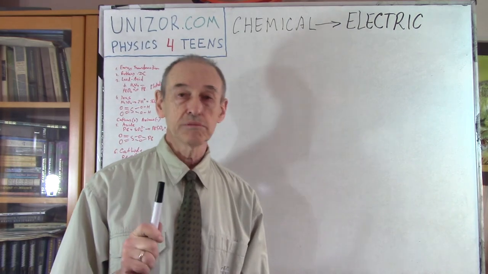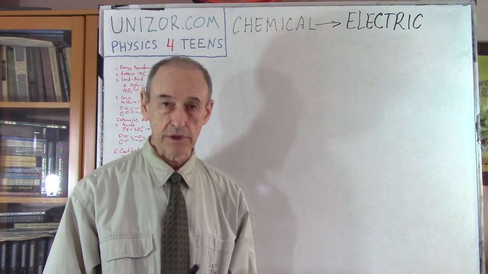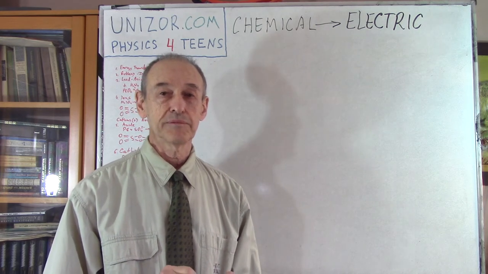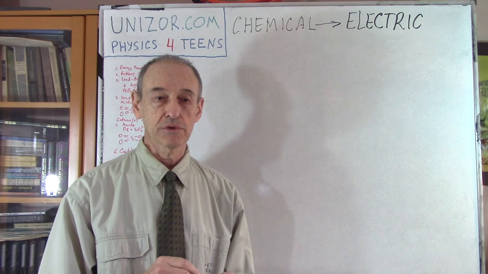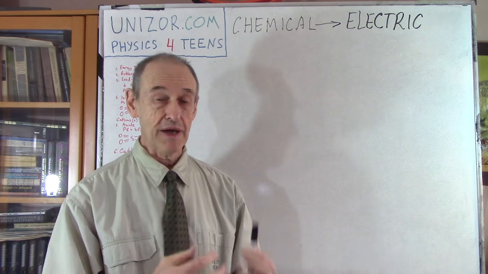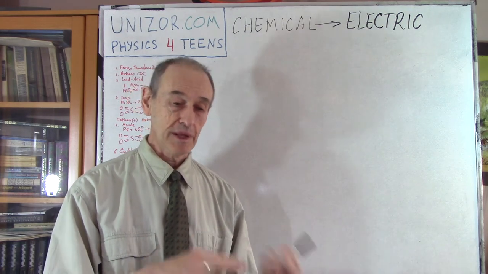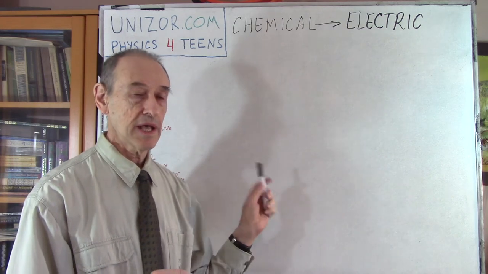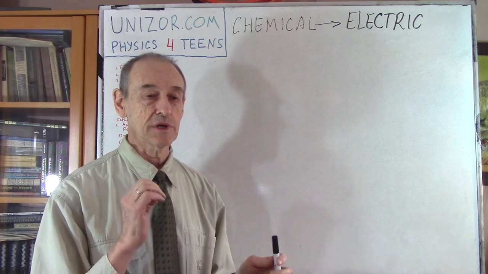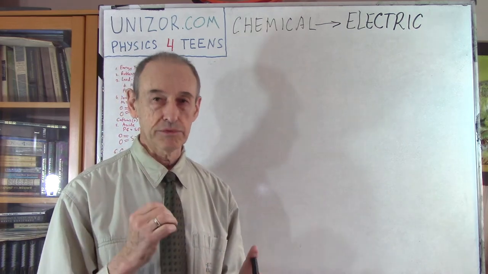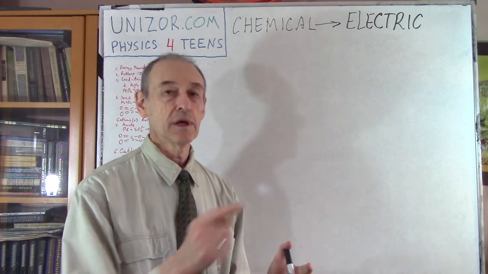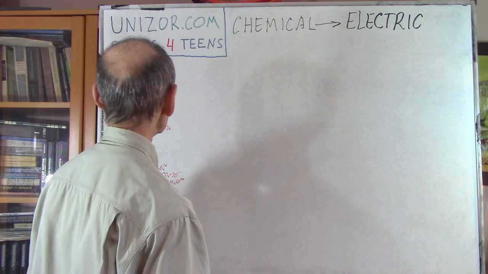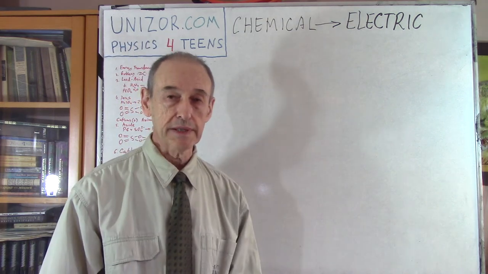Now, I didn't mention it before, battery produces direct current. If you remember, kinetic energy can be converted into electric depending on what kind of device we're using. It can be either direct or alternate current. But in case of batteries, in case of chemical reaction, it's a steady stream of electrons from one place to another, which means it's a direct current. Okay. Next.